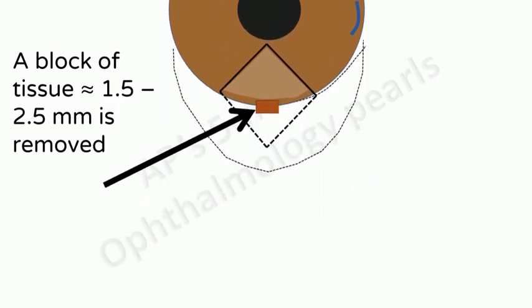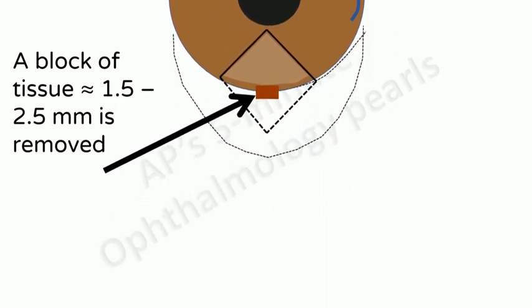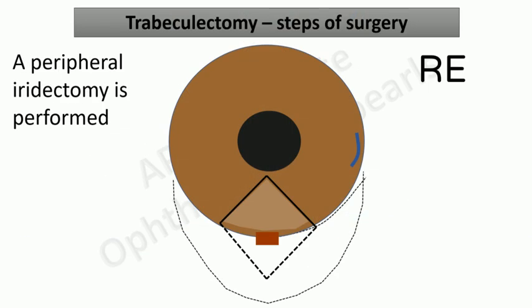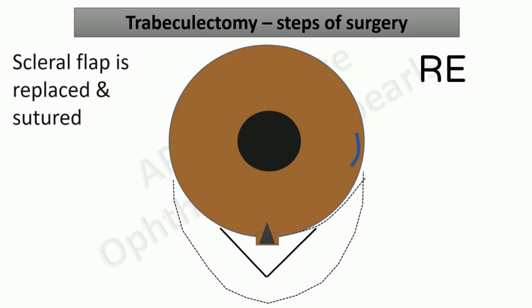Now, a sclerostomy opening is made by removing a block of tissue approximately 1.5 to 2.5 millimeters from the sclerolimbal junction with a Vannas scissors or a Kelly punch. A peripheral iridectomy is then performed mainly to prevent iris incarceration in the sclerostomy opening and also to take care of any pupillary block.